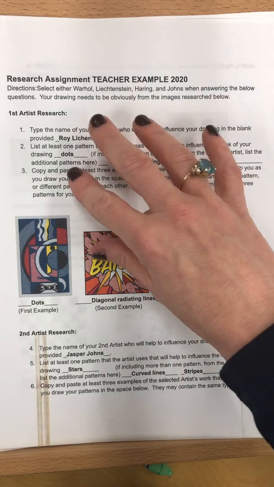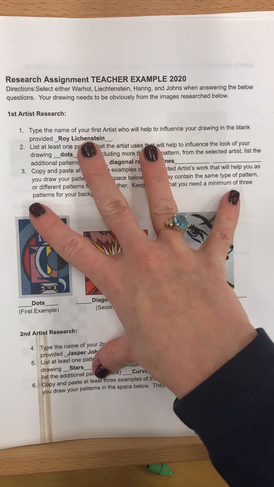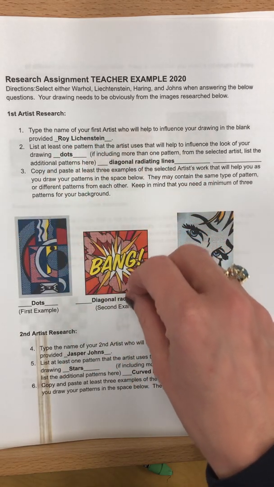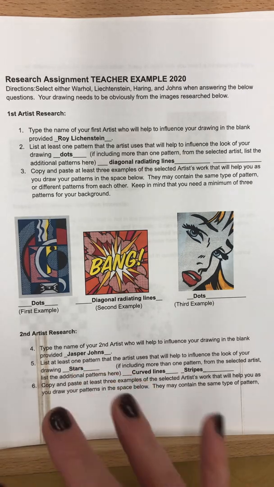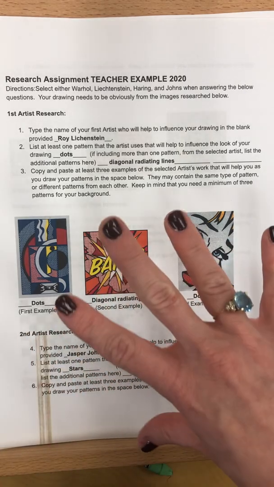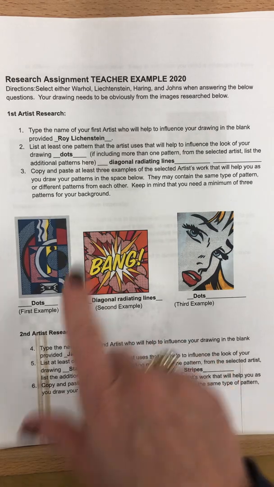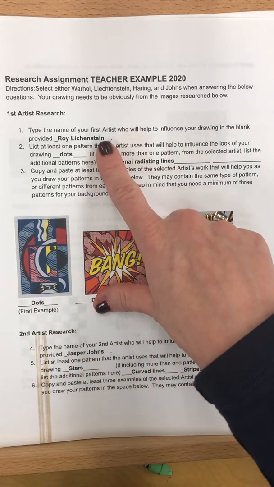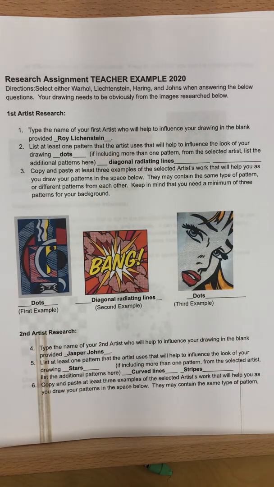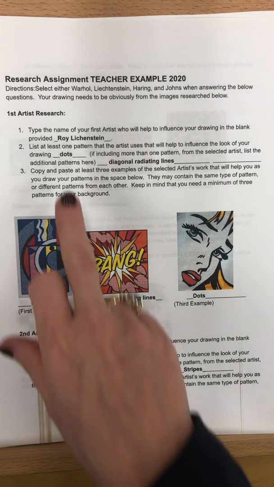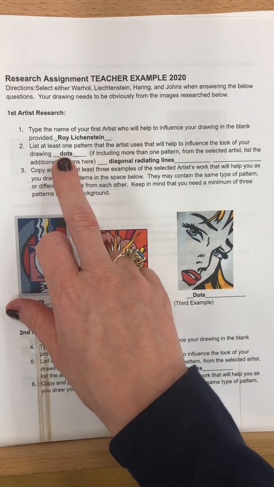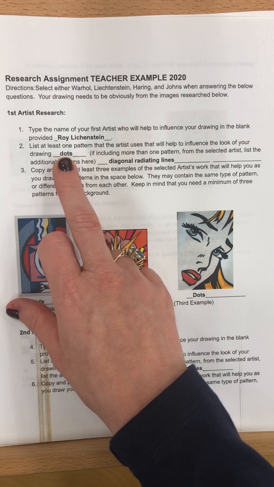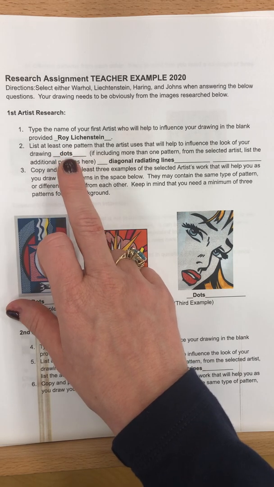So the first little part, and like I said, this is my teacher example. I have a blank copy of the research that you guys are going to be doing attached in another document from this on Schoology. So the first thing y'all are going to do is find your artist that you like, and in this case I've got Roy Lichtenstein. And what I am wanting y'all to do is to write down at least one pattern that the artist uses in his work that you believe you are going to use in your work. So I had put down dots.